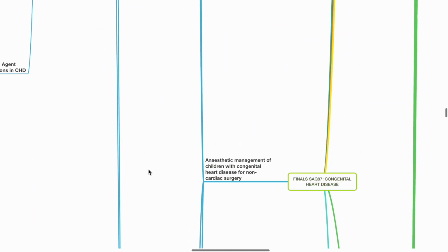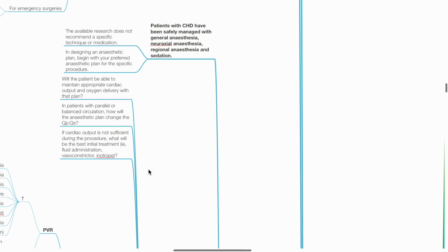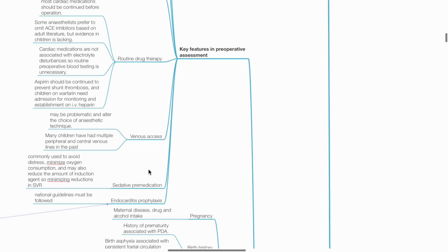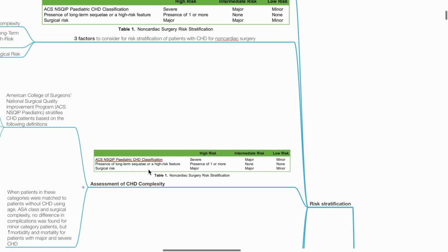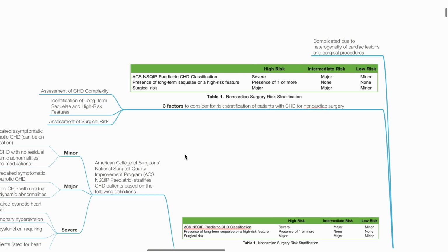Anesthetic management of children with congenital heart disease for non-cardiac surgery. Risk stratification. Risk stratification is complicated due to heterogeneity of cardiac lesions and surgical procedures. 3 factors to consider for risk stratification for patients with CHD for non-cardiac surgery include assessment of CHD complexity, identification of long-term sequelae and high-risk features, and assessment of surgical risk.